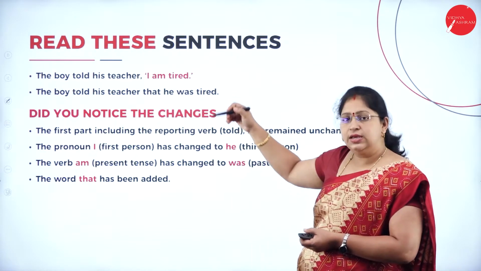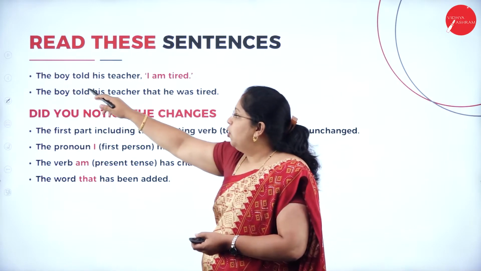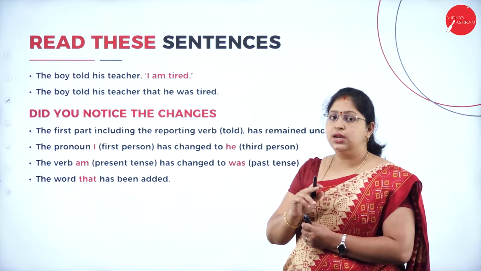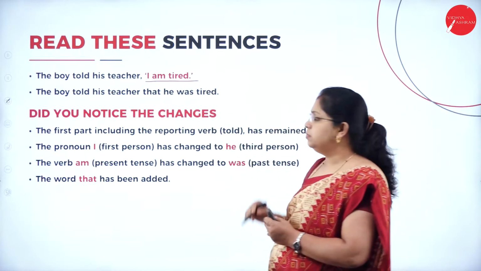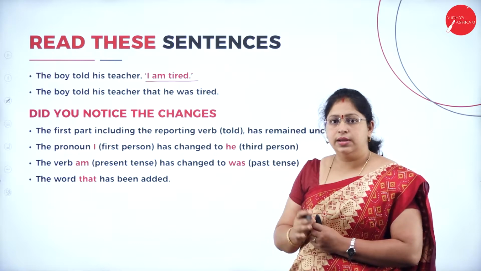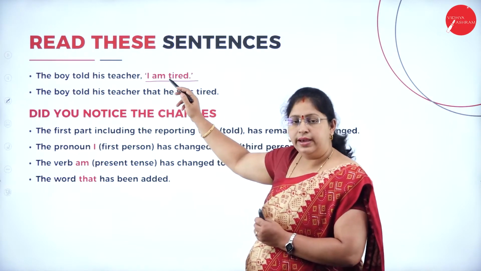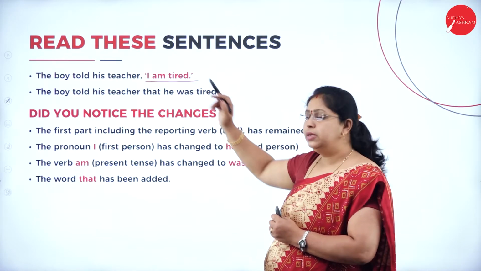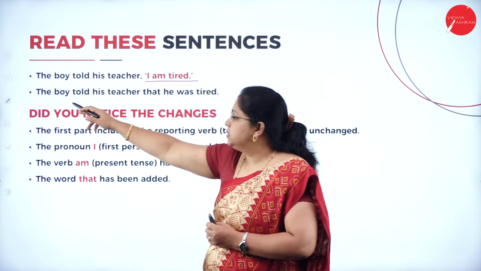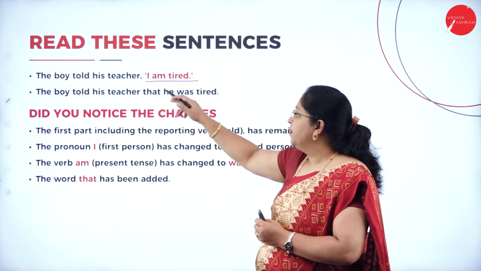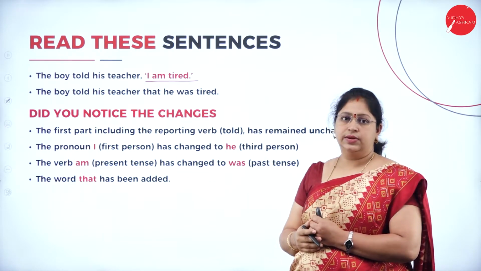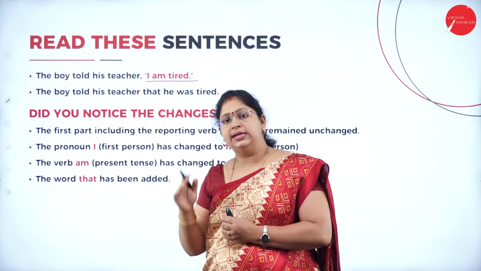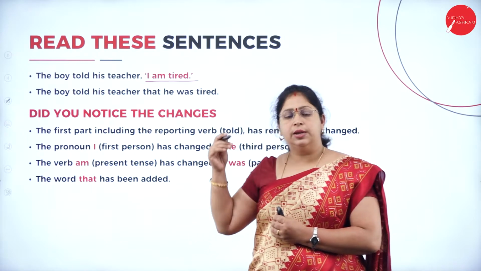Next, we will see one example here. The boy told his teacher, 'I am tired.' So what did the boy tell his teacher? 'I am tired.' This is in single inverted comma, correct? And this dialogue by the speaker is separated after a comma, correct? So, I am tired. Let us see the other sentence. The boy told his teacher that he was tired. Okay. Here, the speaker is telling what the boy said. Exact words of the boy are repeated in the first sentence.